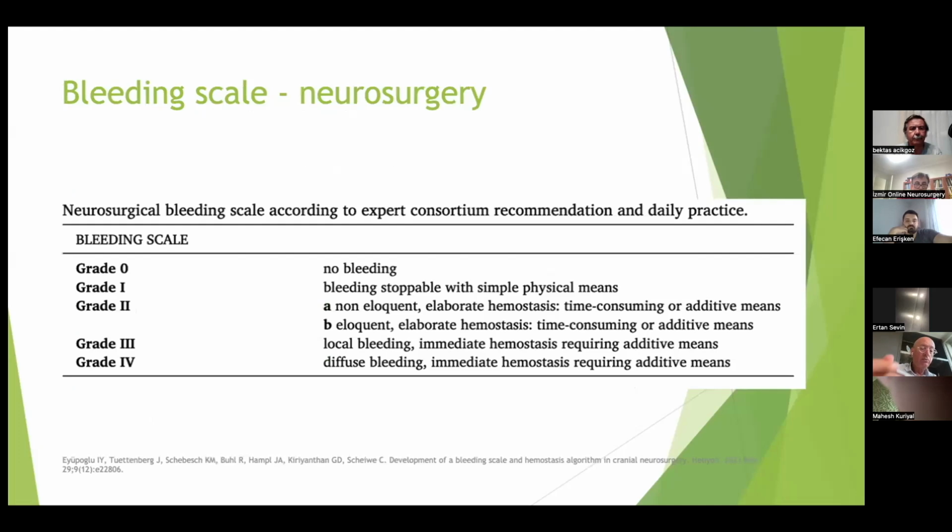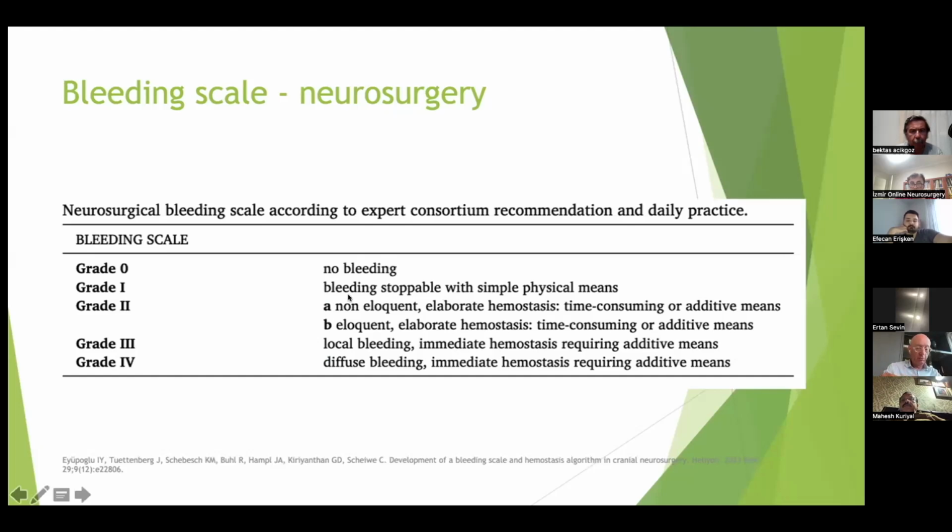Now coming to scale: there are different types of bleedings in neurosurgery, but nobody had devised a proper scale associated with it. But this has been recently published in 2023. It is a neurosurgical bleeding scale according to the expert consortium. This is a German study. Bleeding is classified into grade 0 to grade 4. Grade 0 is no bleeding. Grade 1 is bleeding stoppable with simple physical means.